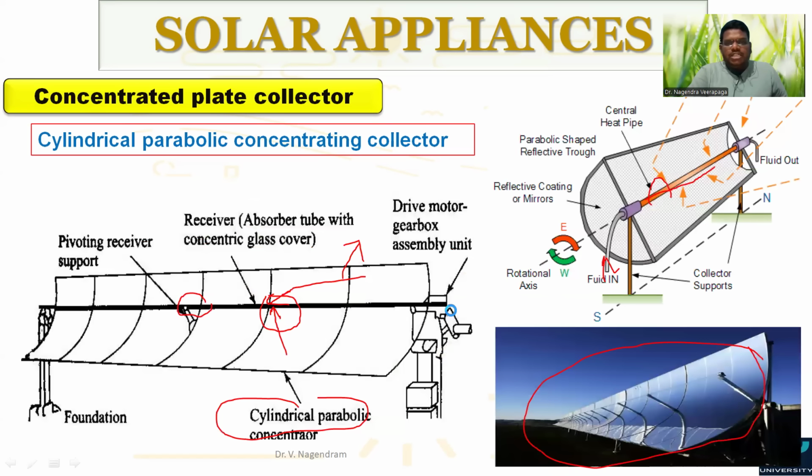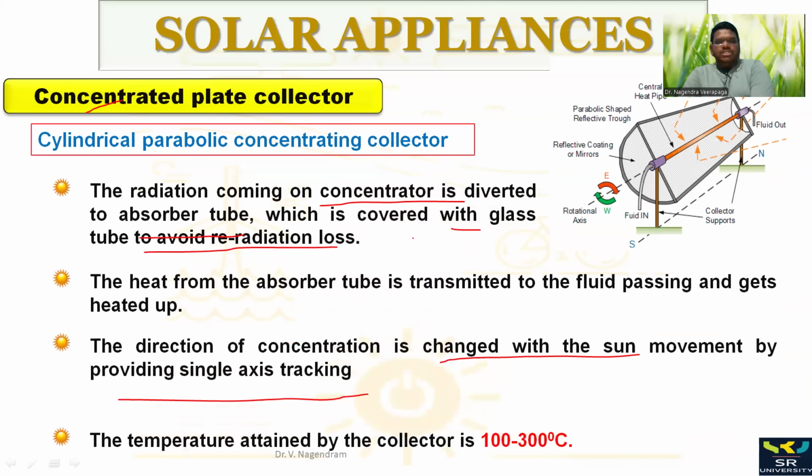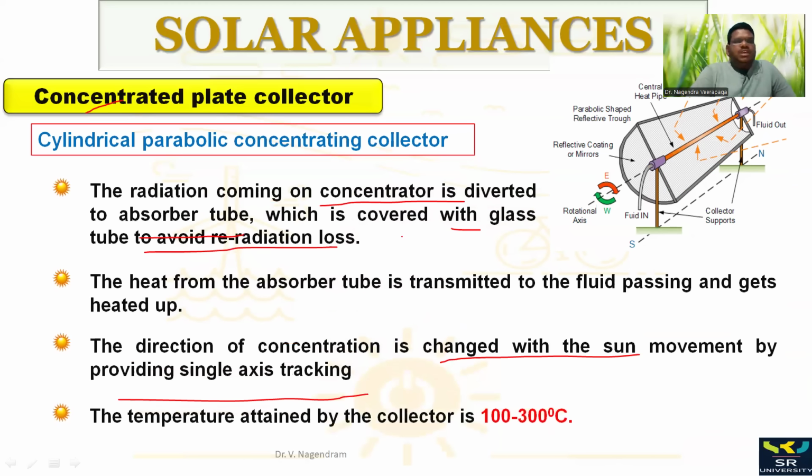There is a handle, and using this handle we can rotate this. Suppose it is placed now towards this front direction; using this handle, we can divert it into another direction. So we can move towards another direction also based on the sun rotation. That is one of the advantages of this concentrated parabolic collector.